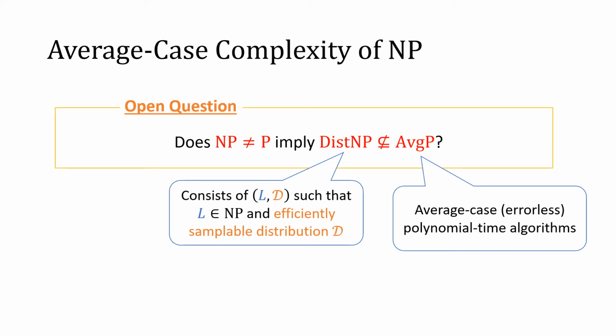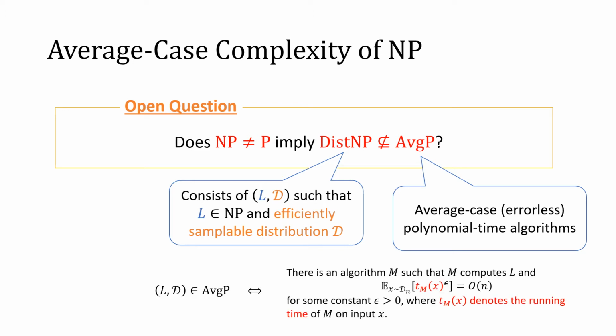Average P stands for average case polynomial time algorithm, and there are several equivalent definitions of average case polynomial time algorithm, but here we consider the following notion. We say that a distributional problem is in average P if we can design an algorithm M such that M computes L on every input, and the expected running time of the algorithm M on input x raised to the power of epsilon is bounded by order n. For some technical reason, we have epsilon inside of the expectation, but this basically says that the running time of the machine is bounded by a polynomial.